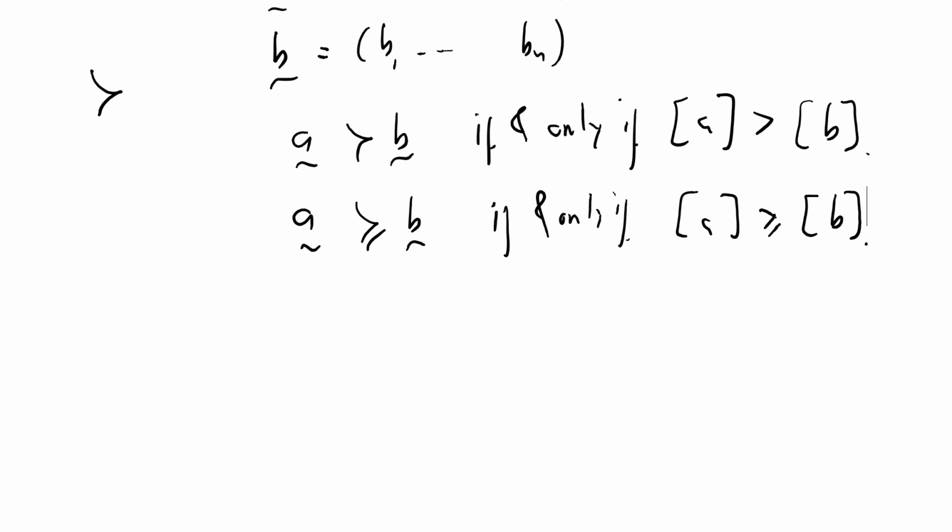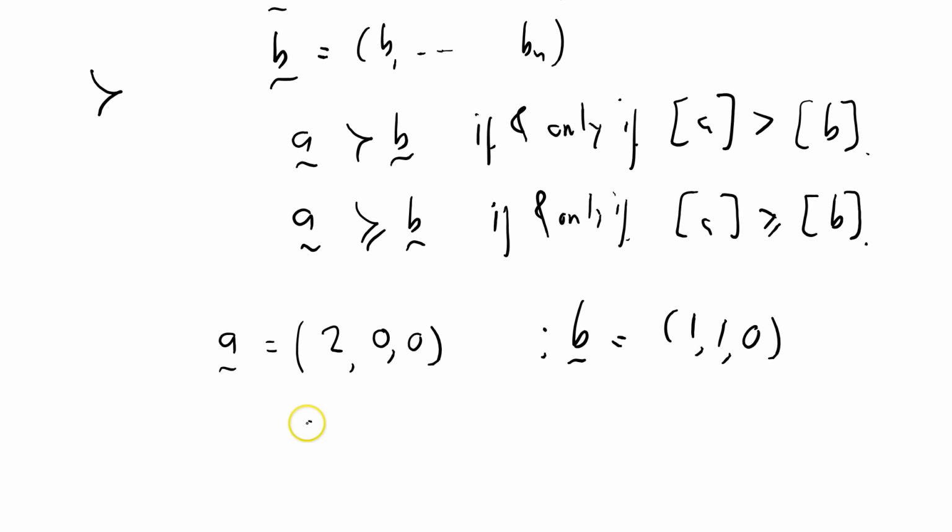Okay, so let's do some examples. Let's try A as a sequence equals 2, 0, 0, and B as a sequence is 1, 1, 0. So we'll just check that A does in fact majorize B. Well, it does, because the sums are both equal to 2, and the partial sums are in the right order: the partial sum of the first one is 2, which is greater than 1, and the partial sum of the first 2 is 2, which is greater than or equal to the partial sums for B.